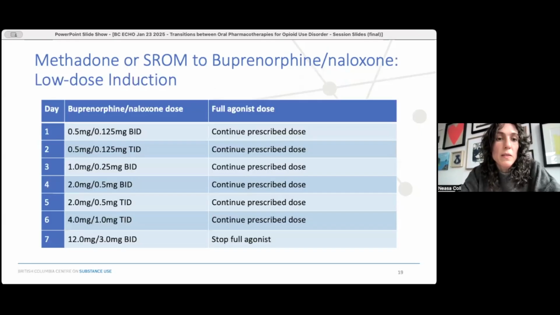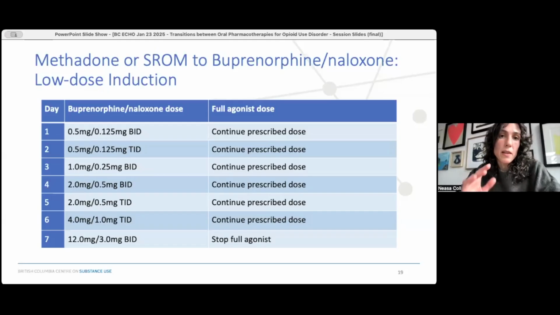Here's an example of what this low-dose induction would look like. So your full agonist might be SROM or methadone, and as you can see, you continue that at the patient's current prescribed dose while you initiate BID to TID low-dose buprenorphine naloxone. That dose increases daily, and here we have an example of a 7-day induction where the target dose of buprenorphine naloxone of 12 milligrams is reached at day 7. On that day 7, the full agonist can be completely stopped. So the last dose is taken the day before.